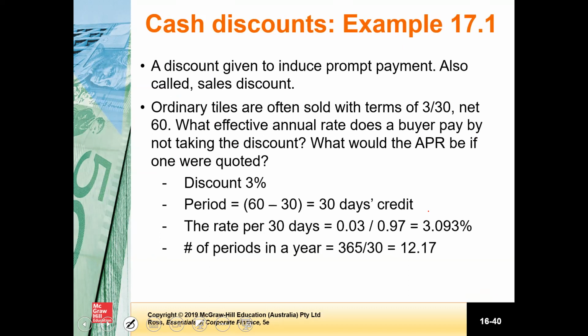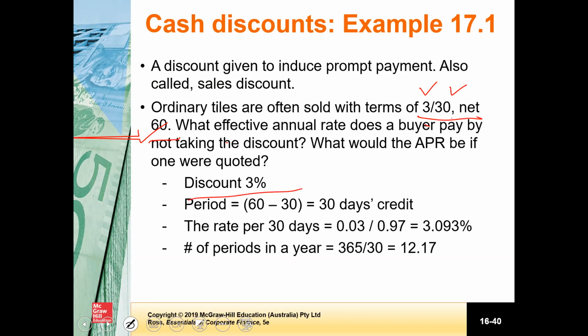So look at this example. Ordinary tiles are often sold with terms of 3/10 net 60. As I already said in the previous slide, 3/10 net 60 means a 3% discount will be offered if you pay within 30 days. Otherwise, you need to pay within 60 days. What effective annual rate does a buyer pay by not taking the discount? What would the APR be if one were quoted?